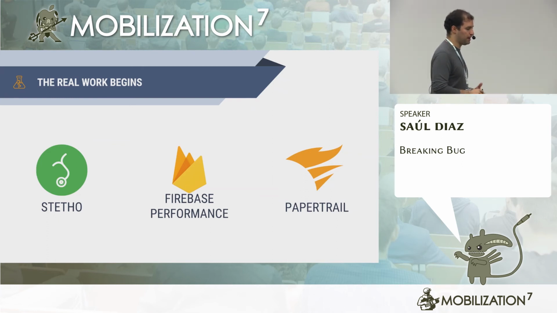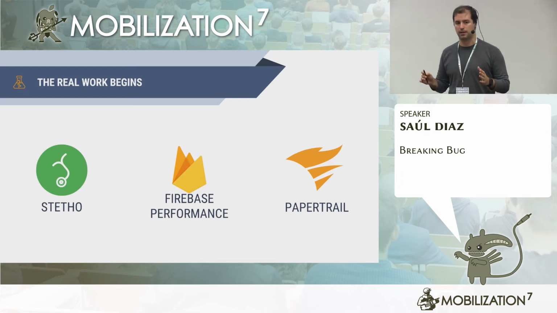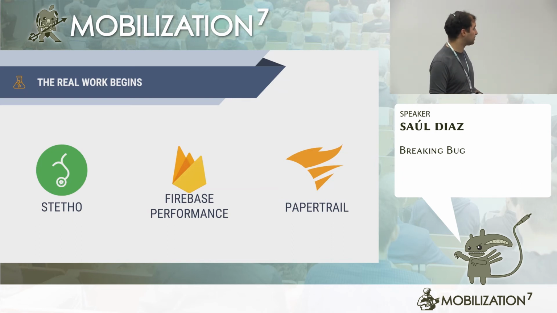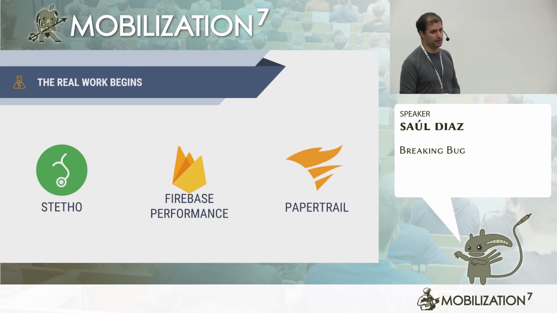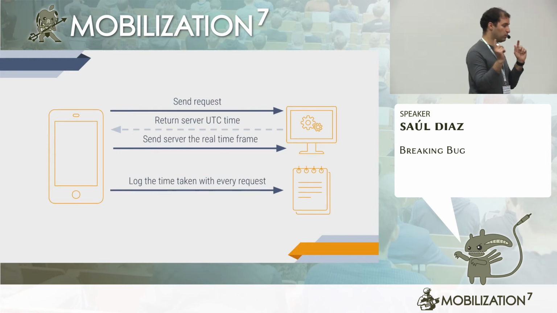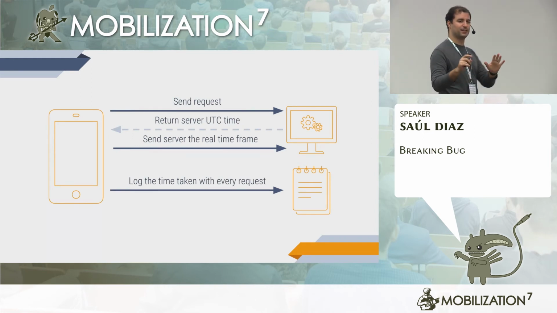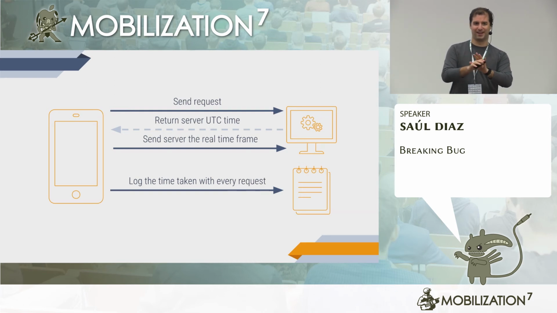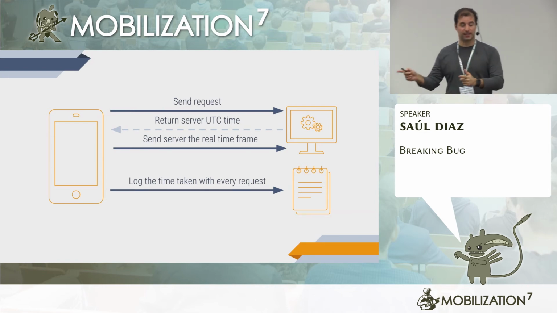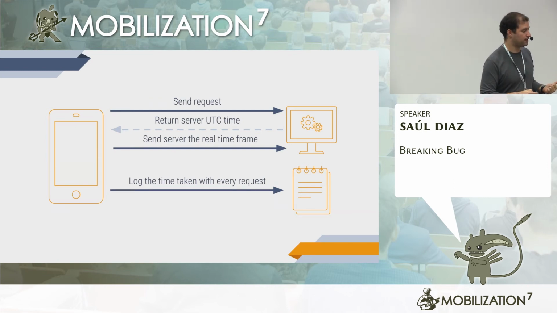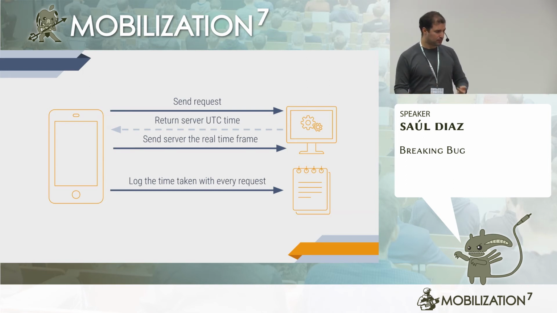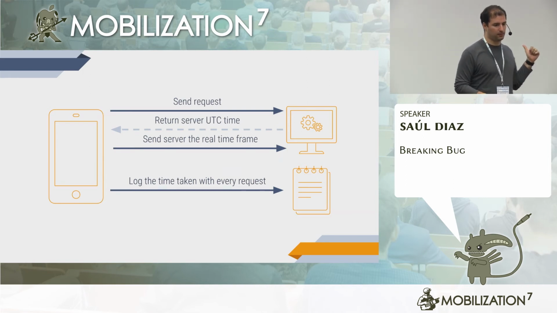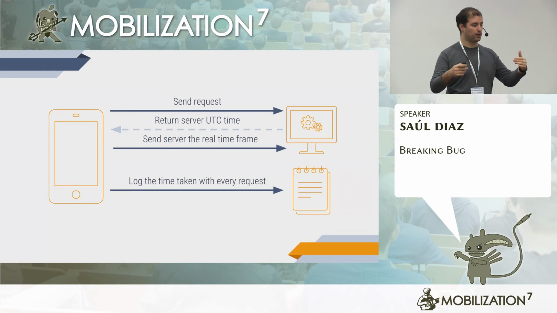And then we also used Firebase Performance and Papertrail to have a clear benchmarking on how long the app was taking to consume the information. And then we did an in-house thing with our servers and our logging system. Basically, what we did is that we would send a request to the server. I know this is very crude and not sophisticated, but well, we were desperate and we needed to do this kind of stuff. We would send a request and the backend would return the current server time. I would calculate the time gap and log the time taken with every request from the client and send that information to the server so we could see both ends and how well they were performing.